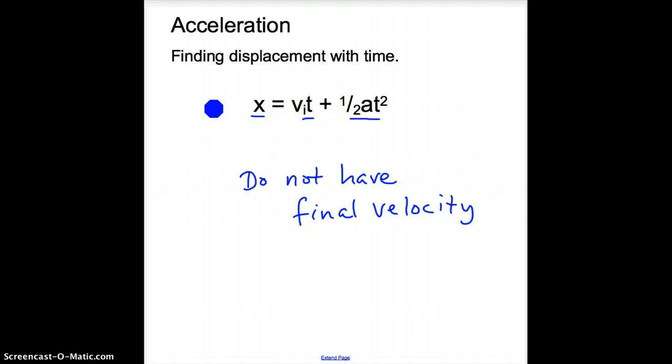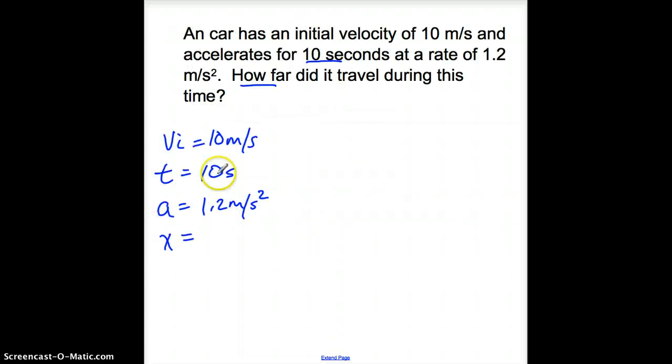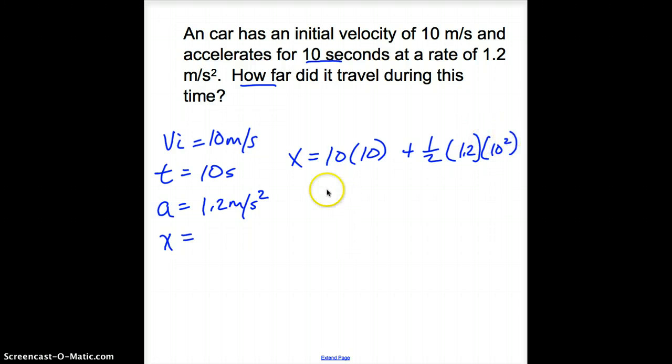X is equal to initial velocity times time plus 1/2 acceleration times time squared. So x, which is what I'm trying to find, I have an initial velocity times time plus 1/2 my acceleration, 1.2, times time squared, which is 10 squared. So x is equal to 10 times 10 is 100 plus 1/2 times 1.2 times 10 squared is 60. So my displacement, or the distance that this traveled, is 160 meters.